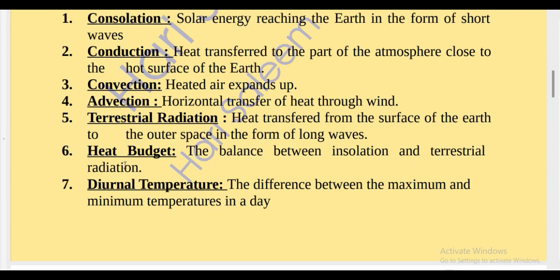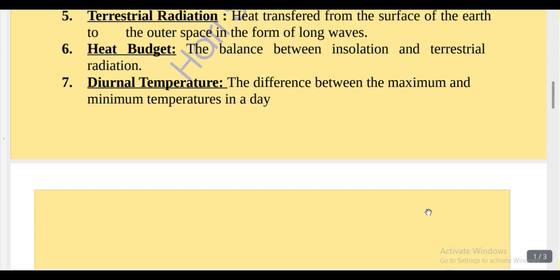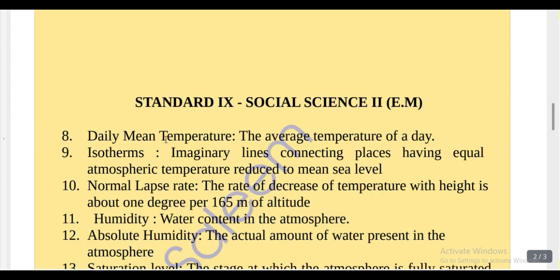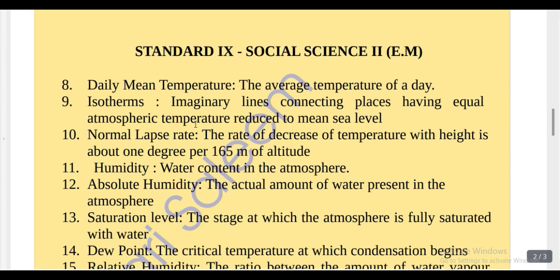Heat budget, the balance between insolation and terrestrial radiation. Diurnal temperature, the difference between the maximum and minimum temperatures in a day. Daily mean temperature, the average temperature of a day.